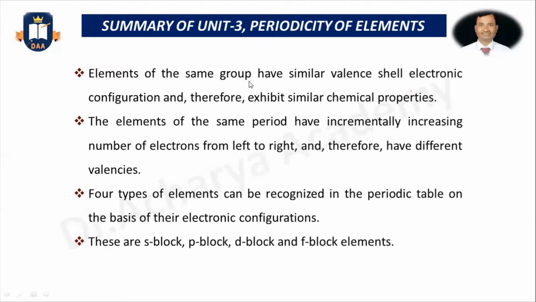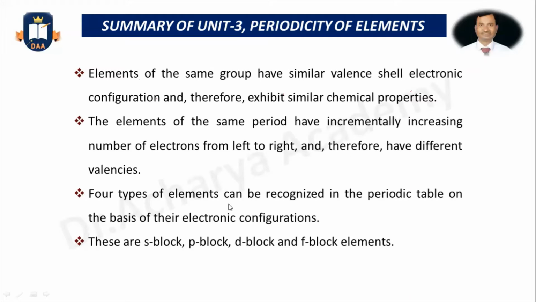Elements of the same group have similar valence shell electronic configuration and therefore exhibit similar chemical properties. For the same period, the elements have an incrementally increasing number of electrons from left to right and therefore have different valences.